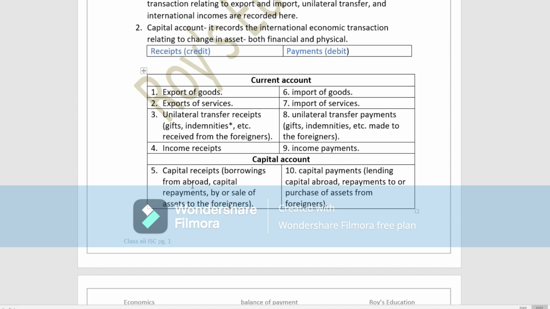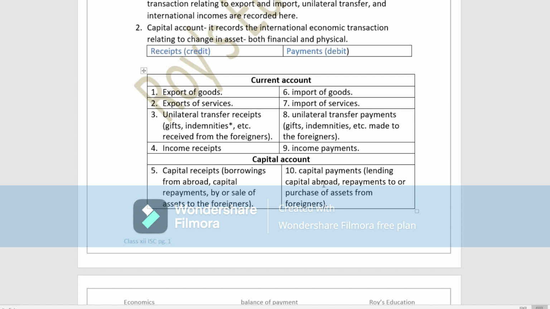And in the case of the capital account, capital received means borrowing from abroad. That means when we are borrowing something from foreign countries, or capital repayments received, or when we are selling any asset to the foreigners. When we are selling any asset, at that time we are receiving payments.